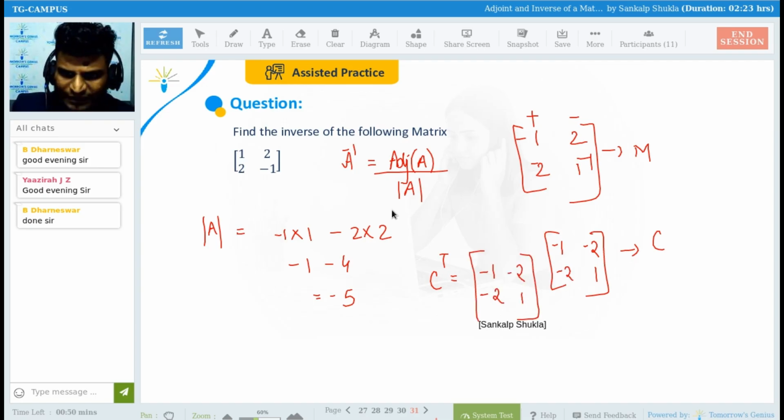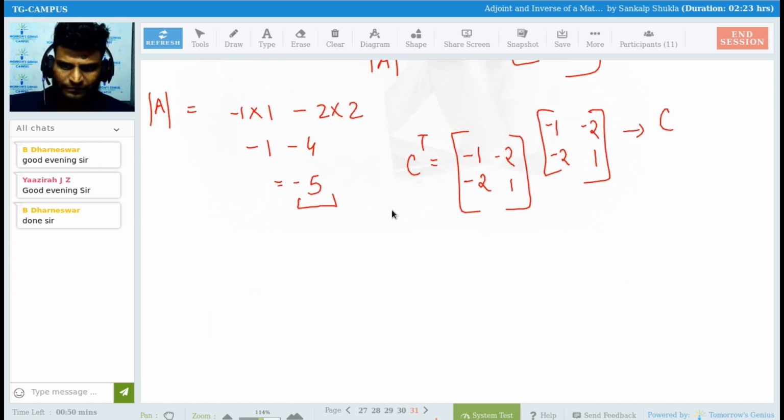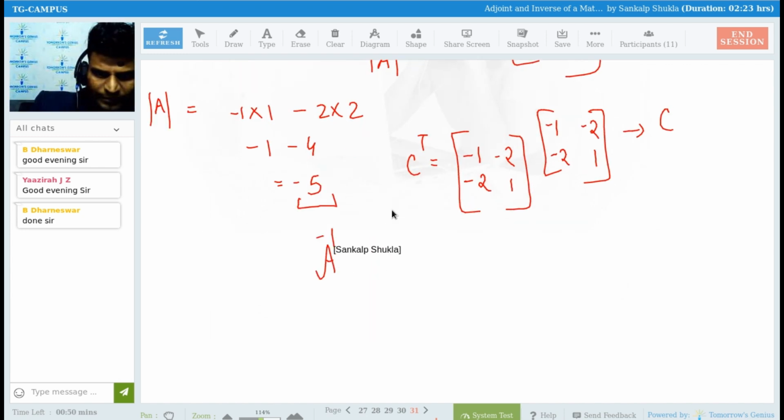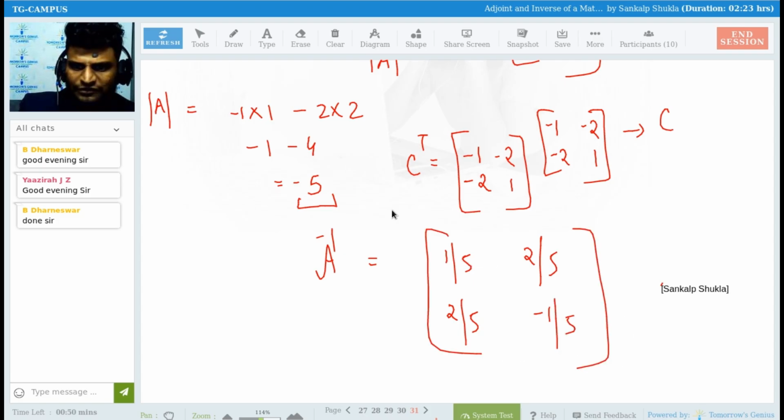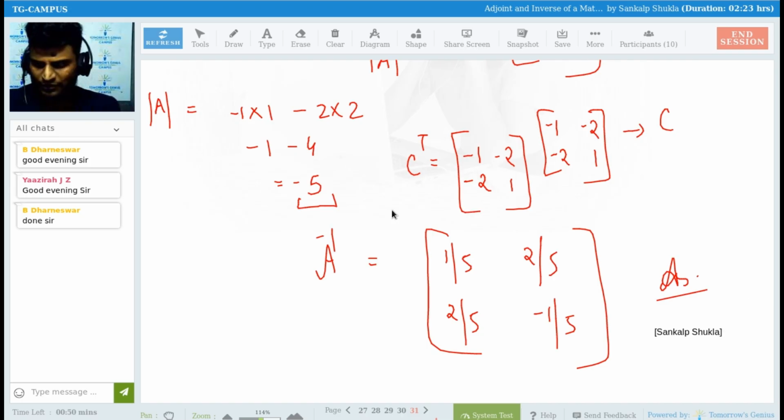Now this is the adjoint and you have to divide it by minus 5. So every element you have to divide by minus 5. So the final answer will be what? A inverse will be minus 1 by 5, 1 by 5, 2 by 5, again 2 by 5, minus 1 by 5. So this is your answer.